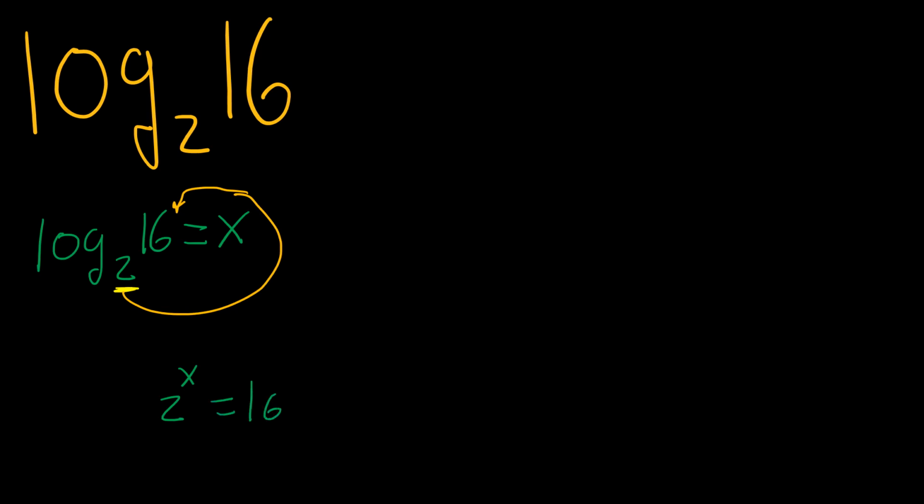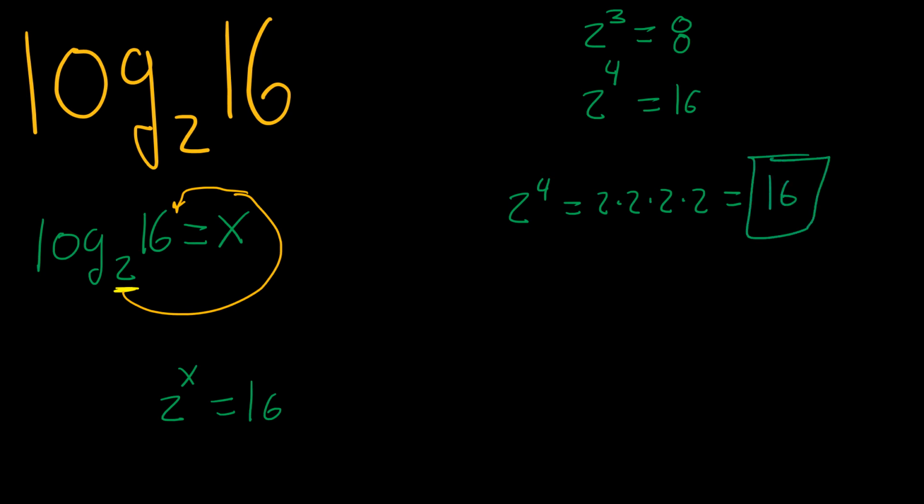And so from our last problem, we said that 2 to the third power is equal to 8. So we want to know 2 to what power is going to equal 16. And intuitively, we know that's just 4, because 2 to the fourth power is equal to 2 times 2 times 2 times 2, which is just going to equal 16. So in this equation, x is going to be equal to 4.